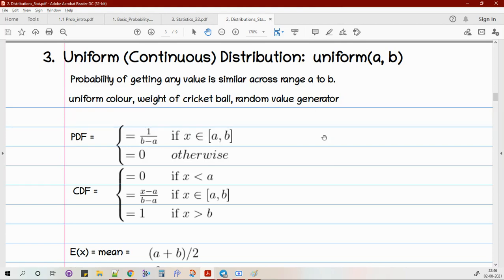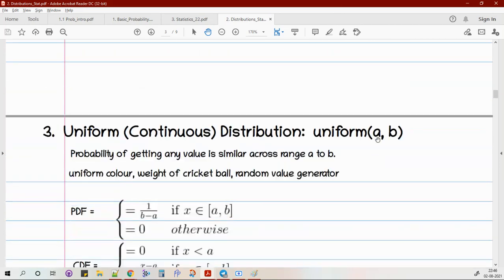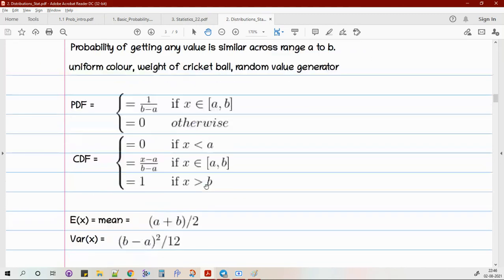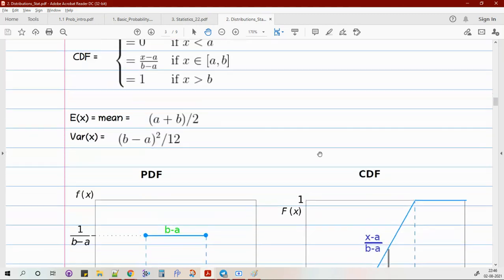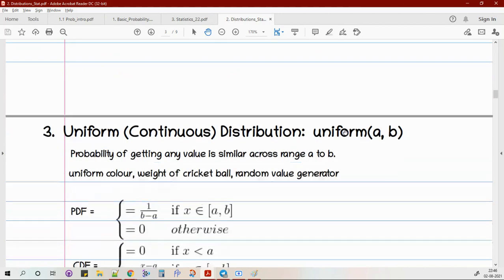So what is the meaning of uniform distribution? Given the value of x in a range a to b, we have these two parameters a and b. So from a to b, I am having a uniform distribution, right? The probability, or you can say the probability density, is constant, which means the probability is also constant. So the probability of any value between a and b is the same, right?